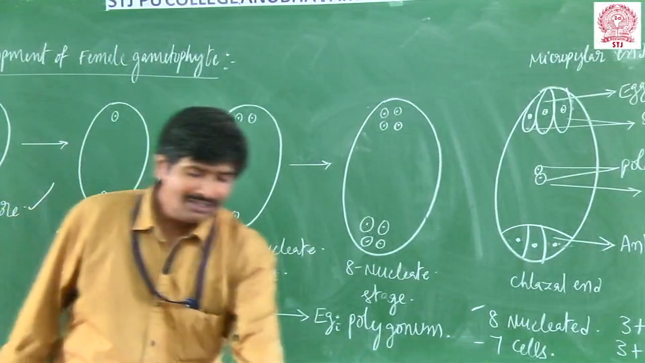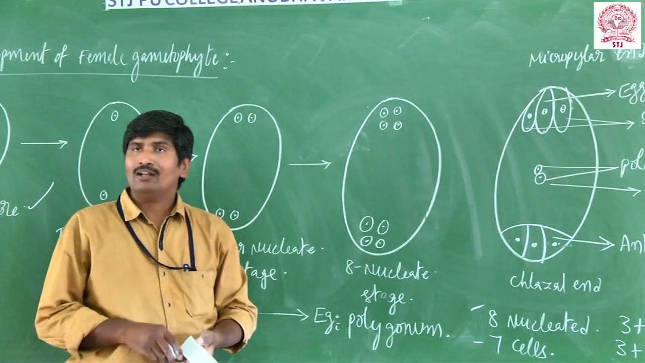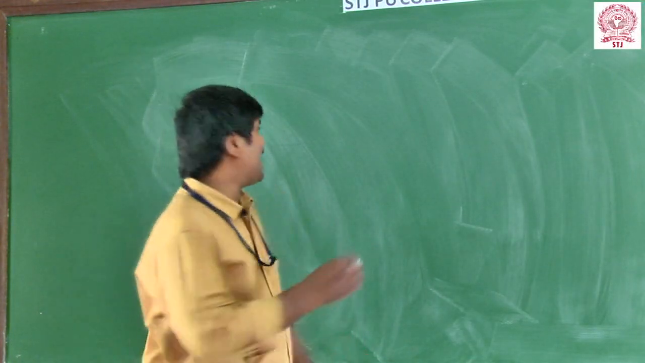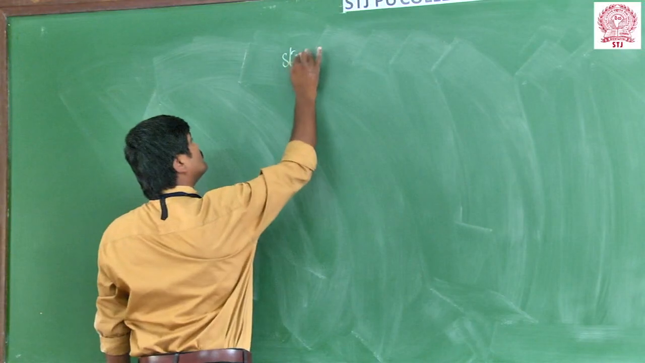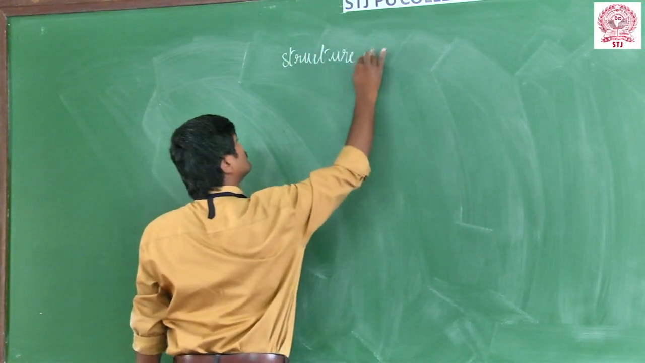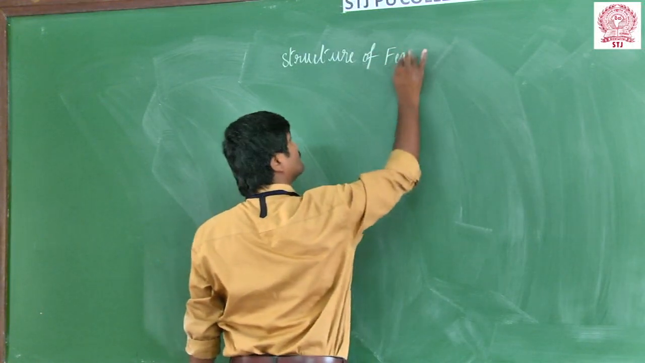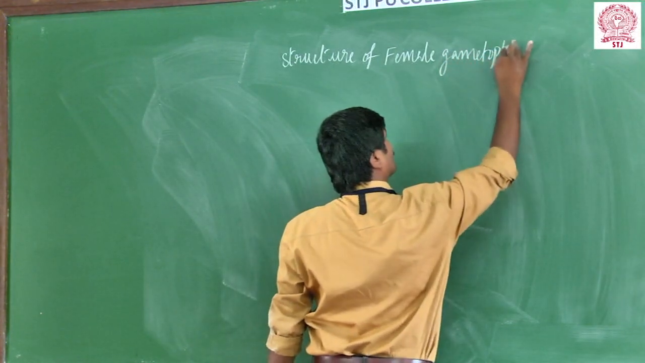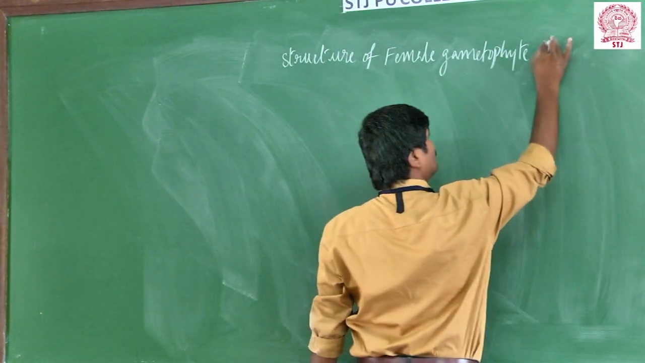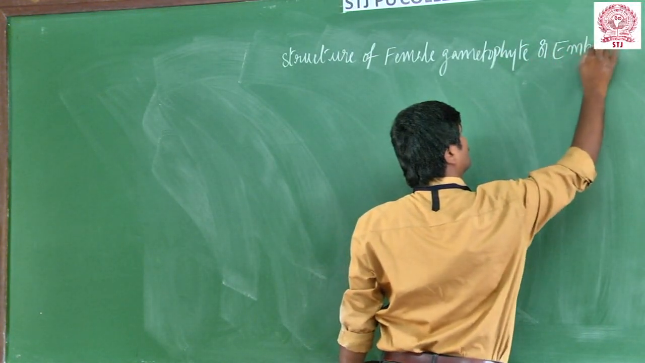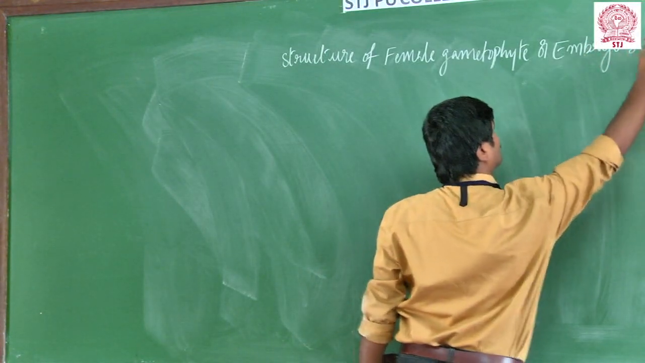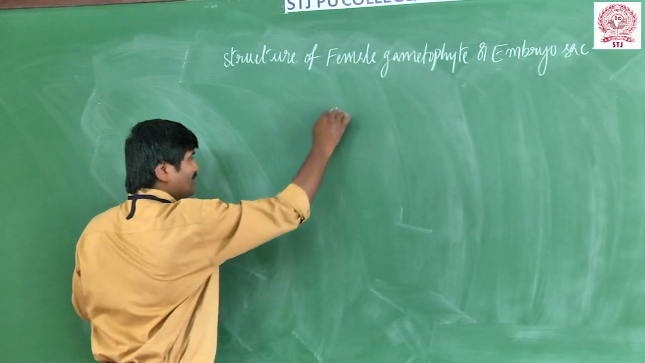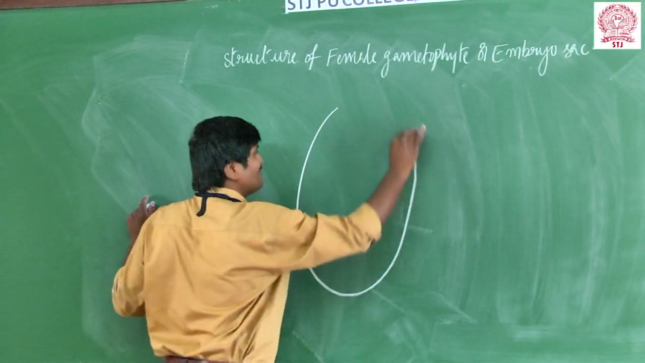So next one, the structure of the female gametophyte or embryo sac. See, it is a total 8 nucleated and 7 celled structure.